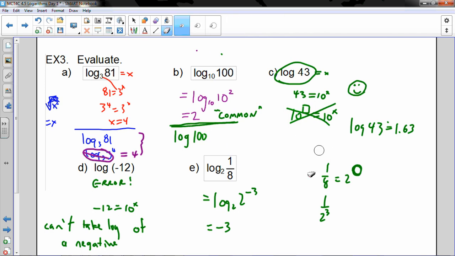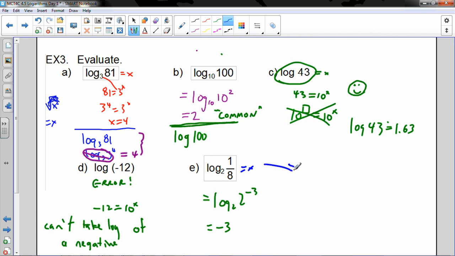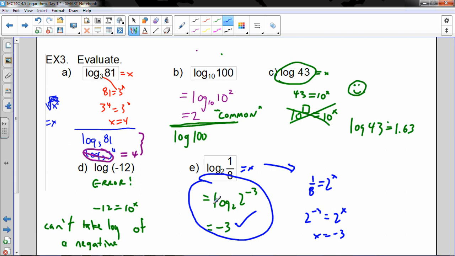And notice this makes sense if I were to use my first technique of changing this to its exponential form. Inside thing is 1/8. The base is 2. What's the exponent? We've solved this question already, haven't we, earlier? And so this makes sense. And I'm hoping that we're thinking about this more and more like this.